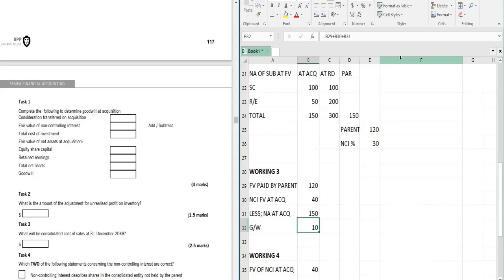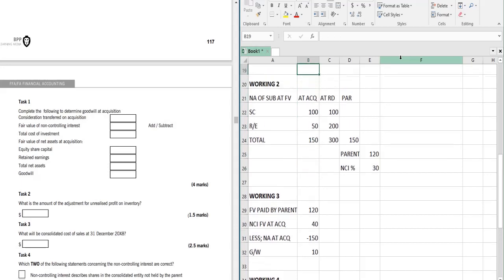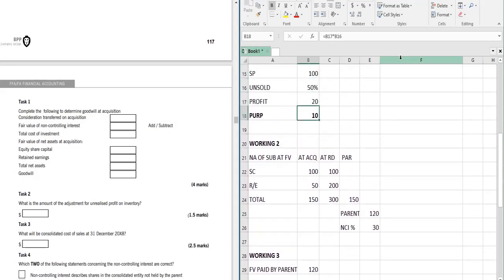What is the amount of addition for the unrealized profit? So what is the amount of PUP? The question is asking. PUP stands for provision for unrealized profit, I think. So it's 10. I have taken 30 as common, but the question is asking, the dollar sign is given, so you have to write 10,000.